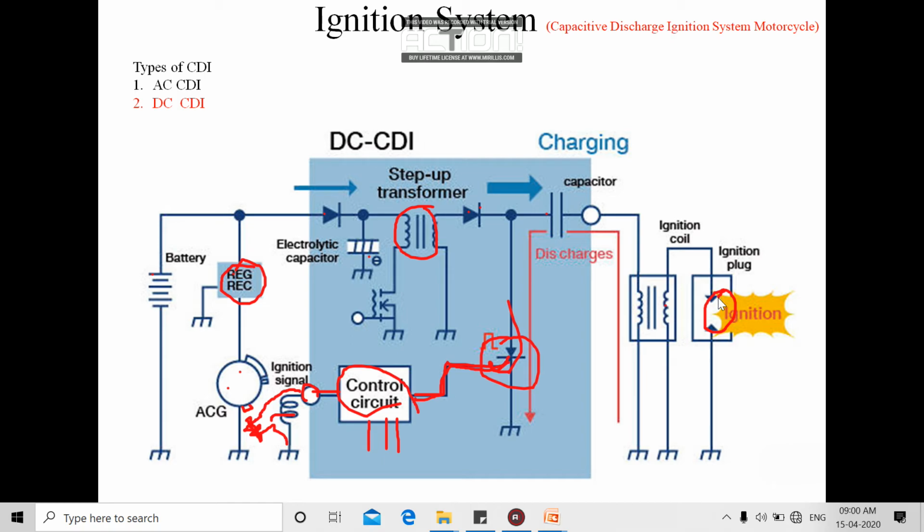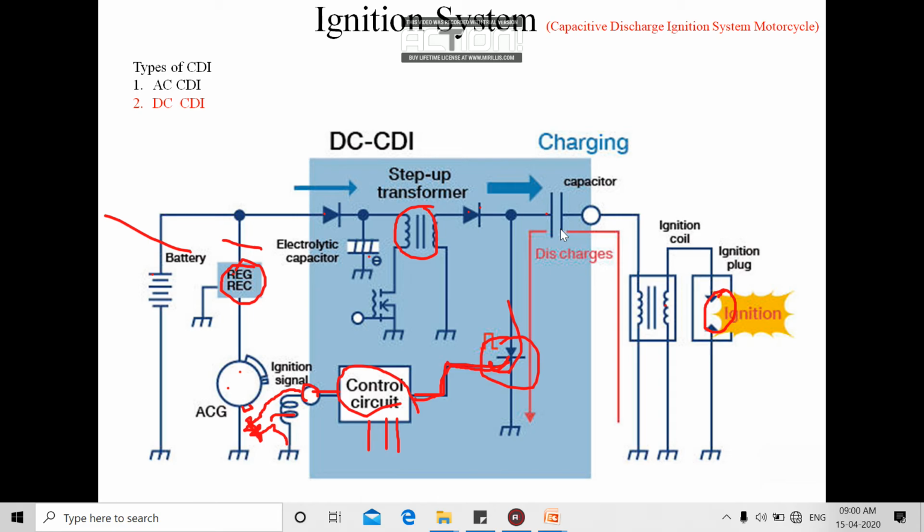As I told you, the advantage of this CDI is that in absence of the battery it can work, and in failure of the AC generator it can work. But in case of the previous one, that is the AC CDI, if failure of the generator and the presence of the battery, both conditions come at the same time, the CDI will not work. The battery does not take part in the ignition action in case of the AC CDI, but in case of the DC CDI, the battery as well as the AC generator also take part in our CDI unit.